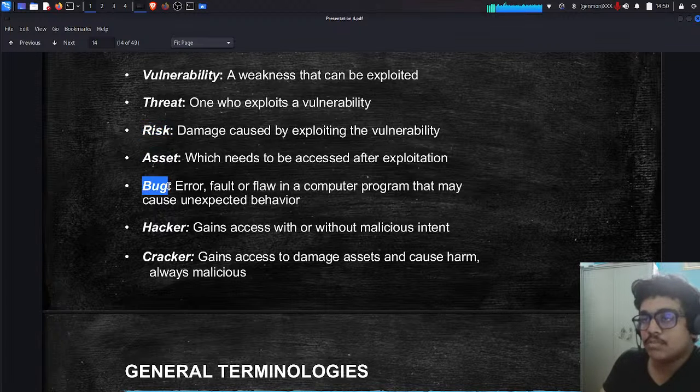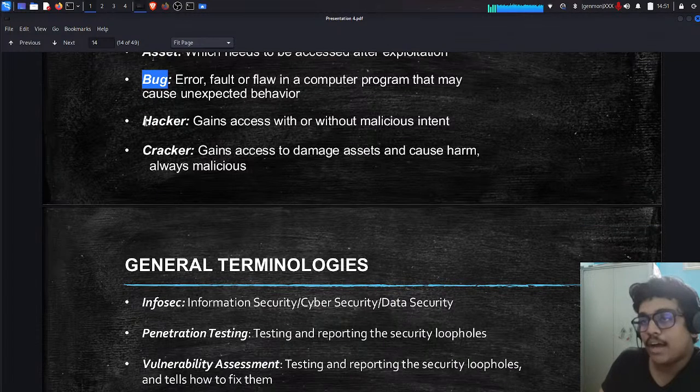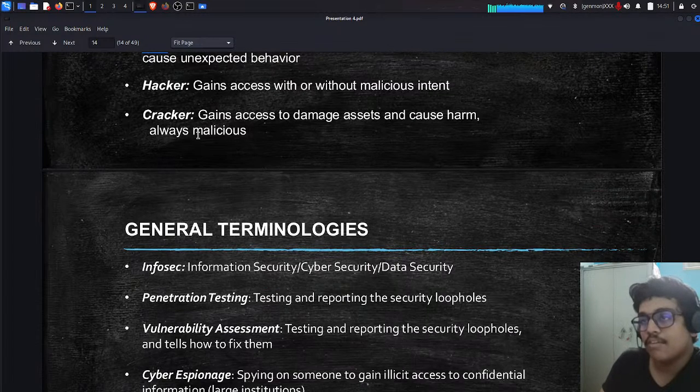Okay, you have heard this word before, I think. Bug: an error, fault, or flaw in a computer program that may cause unexpected behavior. When we code, we make some kind of mistakes that make the computer program behave unexpectedly, or a bug can also be exploited by bad hackers in order to access your system or corrupt it completely. Hacker we have discussed, cracker we have already discussed, that can gain access to damage assets and cause harm, always malicious.